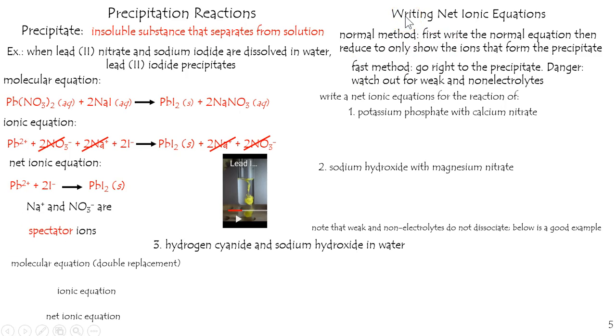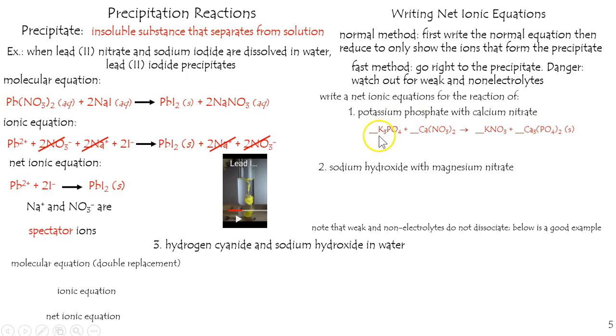Let's go ahead and write another one. Let's go right to the fast method. We're going to react potassium phosphate with calcium nitrate. Potassium being group 1 is going to be always soluble. Nitrate is also always soluble. I think the precipitate is going to be calcium phosphate, and there it is there.